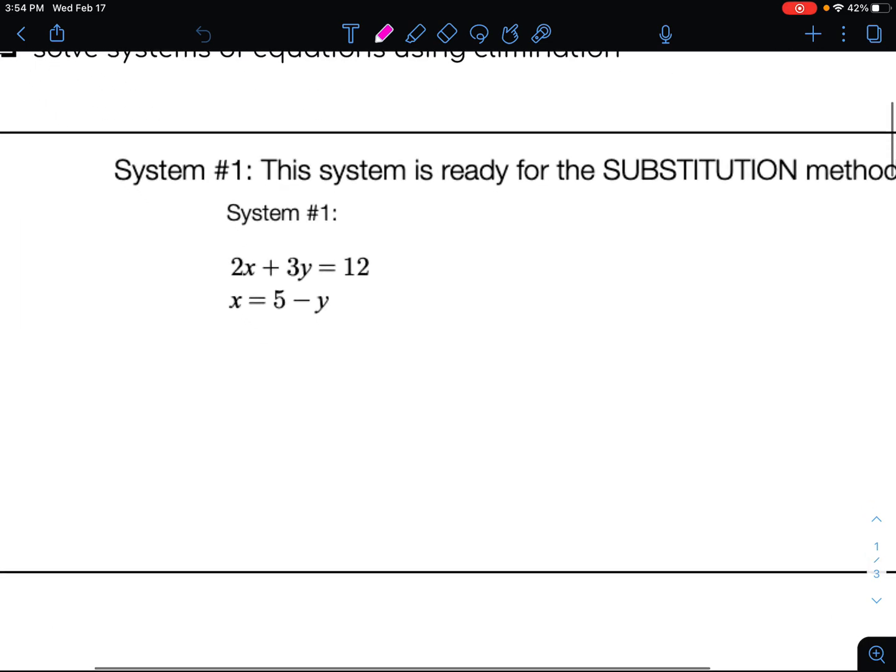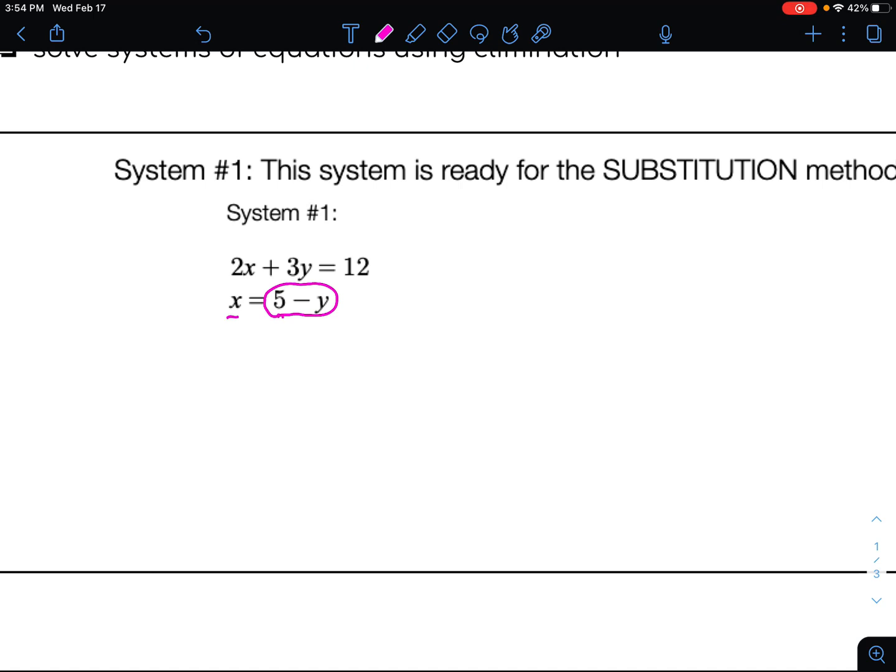Notice on our 2 equations, we have one that is solved for x. And when we have one of the equations solved for a variable, or if we get something that is easily changed and solved for a variable, then we can use what's on the other side of that equation and use that for our substitution. So in this case, the second equation is solved for x, and so we have that 5 minus y is equal to the x.